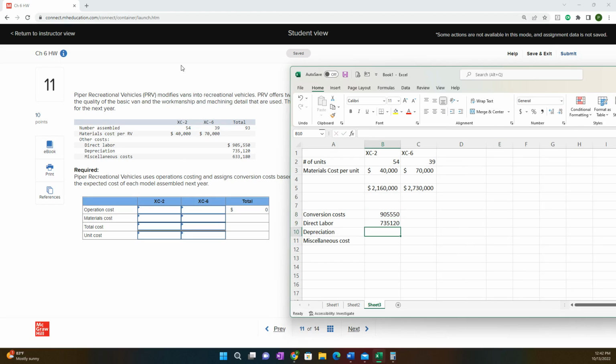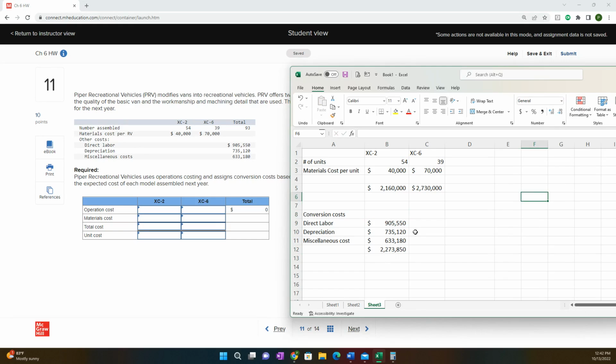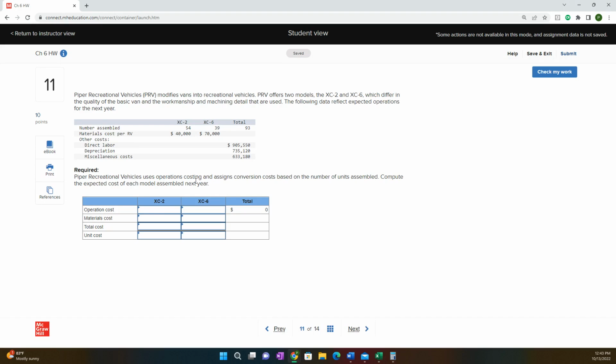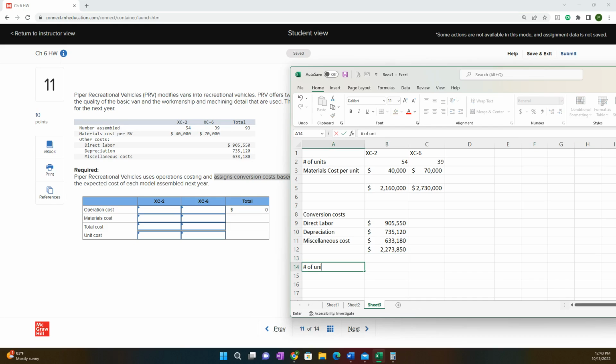So we have total operation costs or total conversion costs, whatever you want to call it, of $2,273,850. Now the question tells us that we're going to assign these conversion costs based on the number of units assembled. So if the number of units is 93, we divide total conversion cost by the number of units. And so we get $24,450 operation cost per unit.